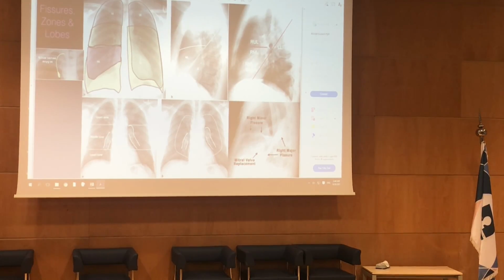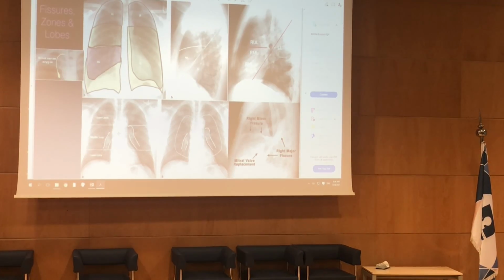In the lateral, it's better. In the lateral, you're able to see both fissures. On the right, the white line is the oblique major fissure, and it separates the lung, as we said, into upper and lower lobe, and the minor fissure separates the lung into upper and middle lobe. The blue line is the only line that goes through the left lung, and it separates the lung into upper and lower lobe.